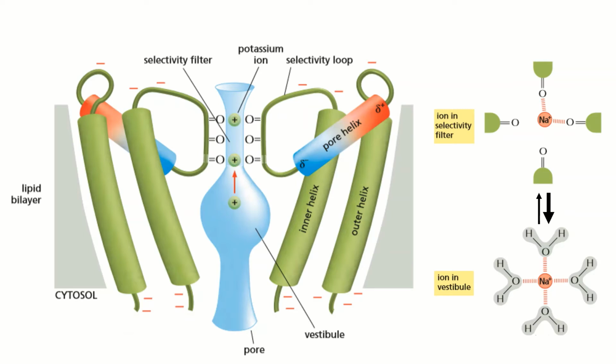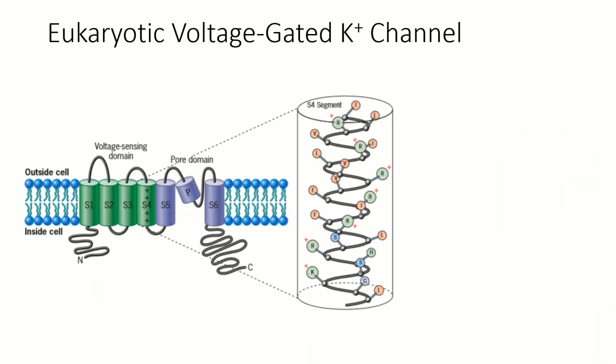Therefore, the potassium channel is really just specific for the potassium ion, allowing the potassium ion to go out of the cell, but not other ions. And shown here, not sodium ions. Here's a voltage-gated potassium channel in eukaryotes.